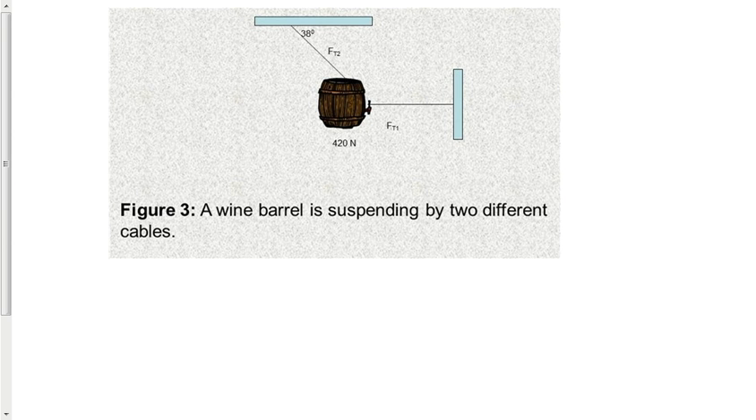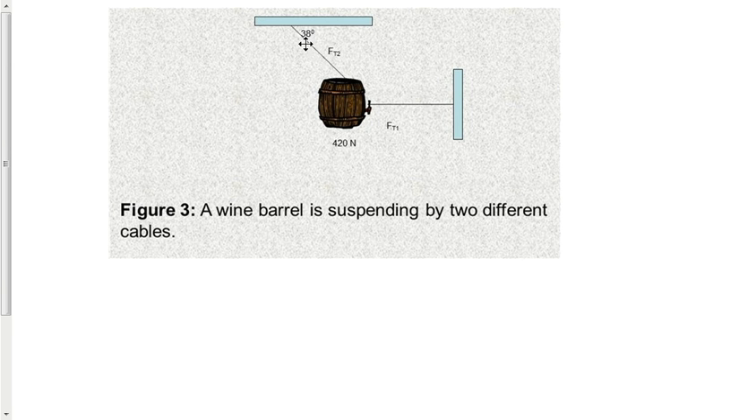Wine barrels suspended by two different cables. We're going to label force tension 1 as going up in this direction. And actually that's force tension 2. And force tension 1 will be going in this direction here. Okay, our job is to analyze the static structure then. Static means there's nothing moving, but there are still forces on it.